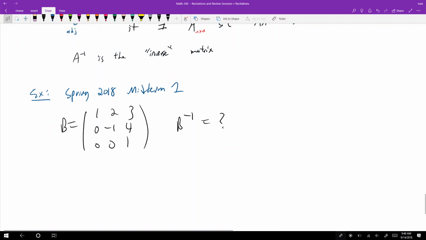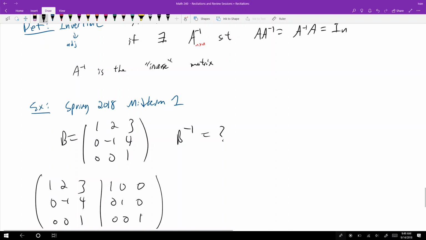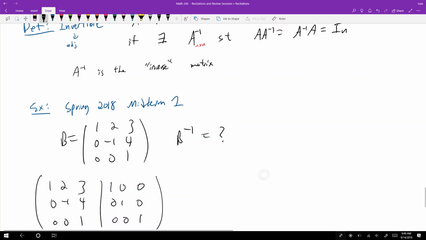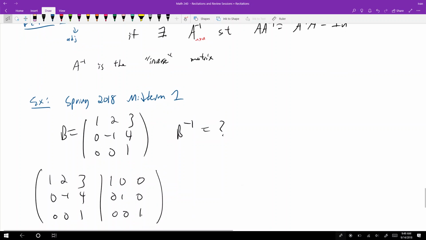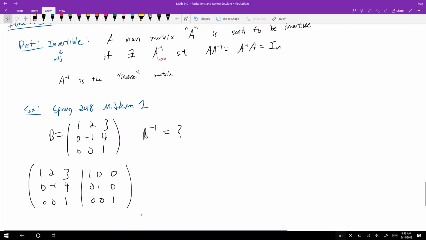Okay, and so how do we do this? Well, we just create a gigantic augmented matrix. We put B on the left-hand side, and we put the identity matrix on the right-hand side. So this is B, and this is the identity matrix.